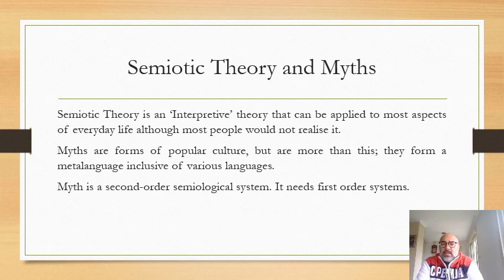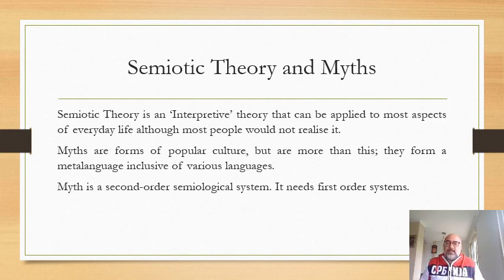Now, semiotic theory is an interpretive theory that can be applied to most aspects of everyday life, although most people would not realize it. Myths are forms of popular culture from the perspective of Barthes, but are more than this. They form a meta-language inclusive of various languages. In that sense, myth is a second-order semiological system, so it needs first-order systems.